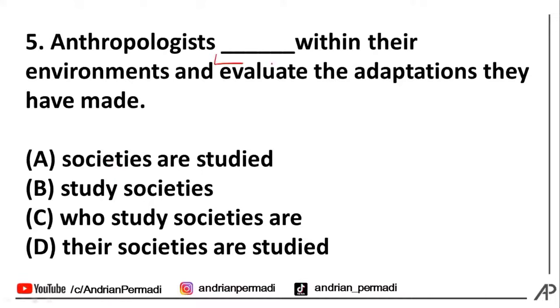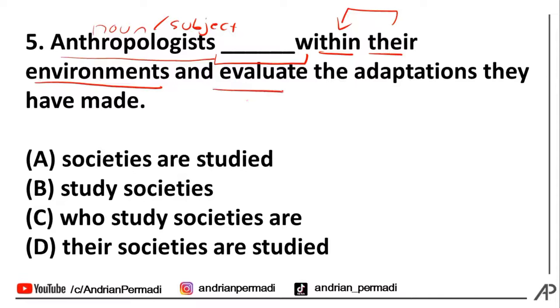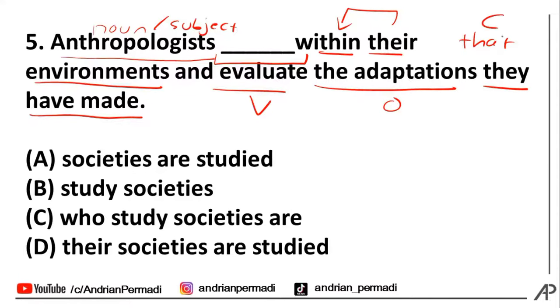Let's go to number five. In the blank space, we can see that the word near this space is anthropologist, a noun that functions as the subject of the sentence. Within is a preposition. Their environments is the noun that becomes the object of the preposition. Evaluate is the verb. The adaptation is a noun that functions as the object. They have made is an independent clause, which is originally in the form of that they have made: connector, subject, and verb. Therefore, for number five, we will need to find the verb in the following choices.